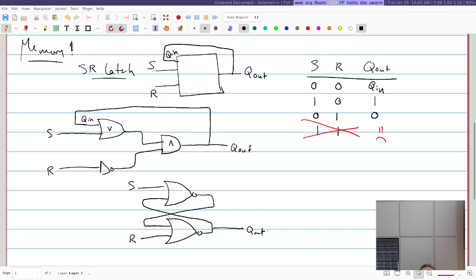All right. Any questions on what an SR latch is supposed to do? How it works?